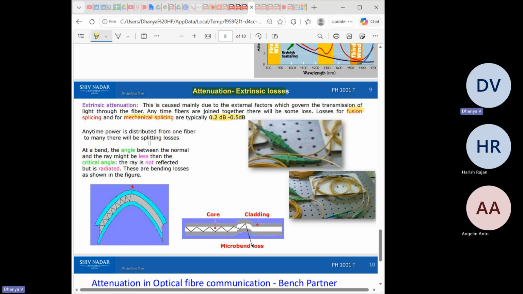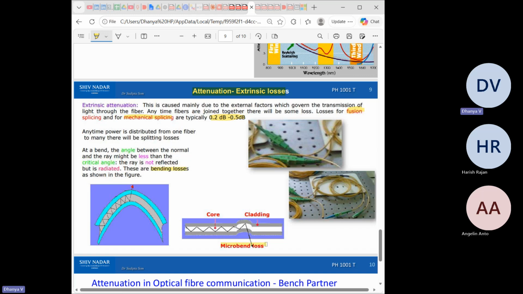At a bend, if you're trying to bend something, the angle between the normal and the ray might be less than the critical angle. So the ray is not reflected, but it is radiated. If the angle is less than the critical angle, there's no TIR happening, no total internal reflection. So it gets radiated, it goes outside. So this is the bending loss. Okay, so there's micro bend losses. That is what we are talking about.